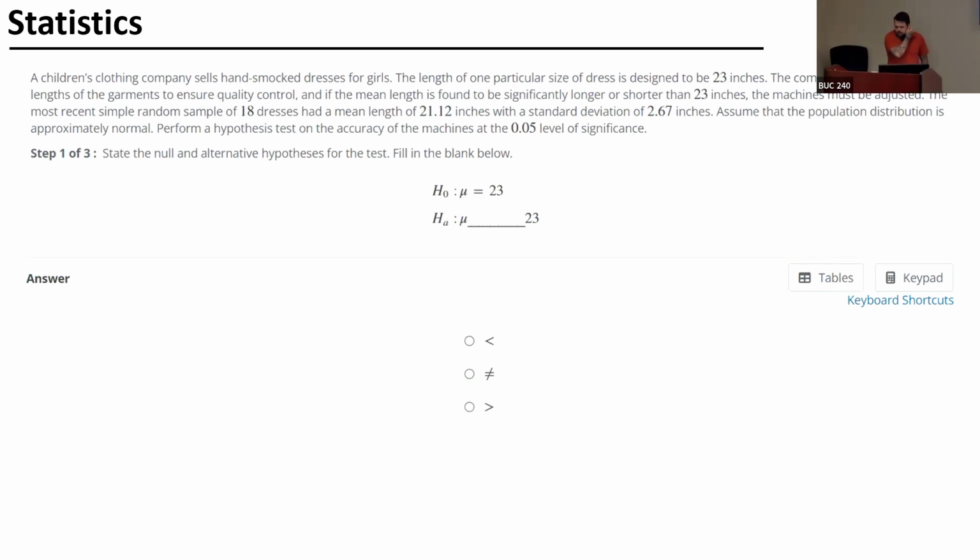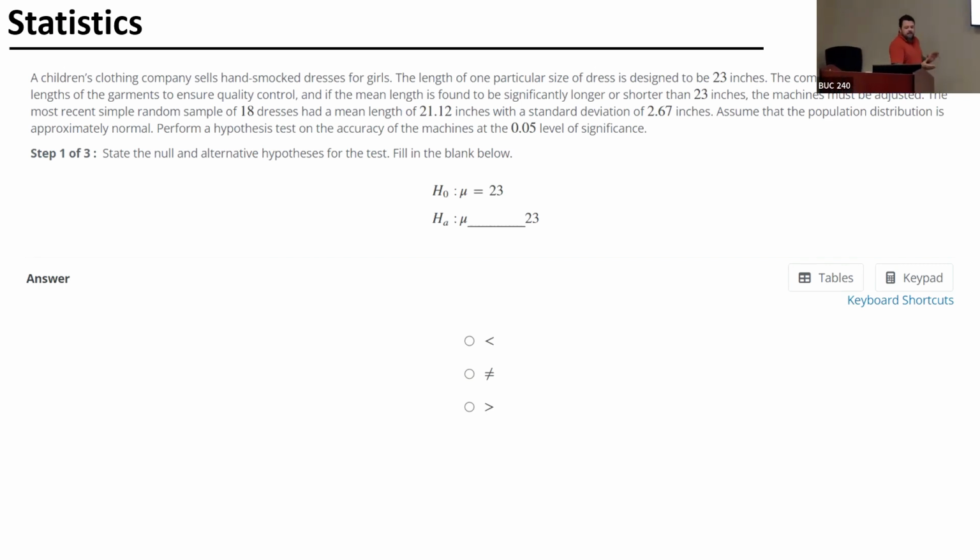Okay. A children's clothing company sells, and yesterday I read this completely wrong, and I was confused for like 2 seconds. I put a children's clothing company sells hand smoked dresses, and I was like, "What are hand smoked dresses for girls?" And I actually asked some little girl in front of me, "What's a hand smoked dress?" And she goes, "Read it again." And I'm like, "Oh, smocked." Still don't know what it is, but it sounds a lot better than smoked.